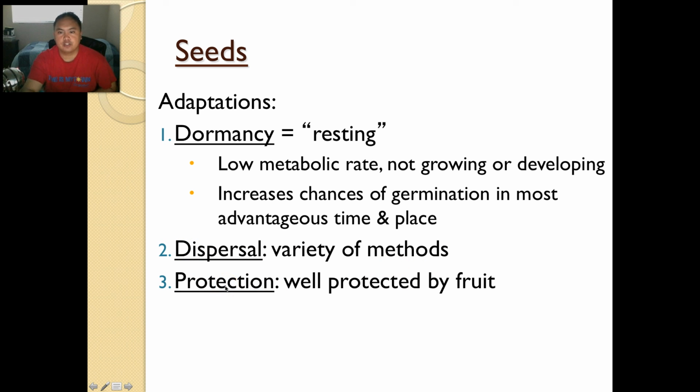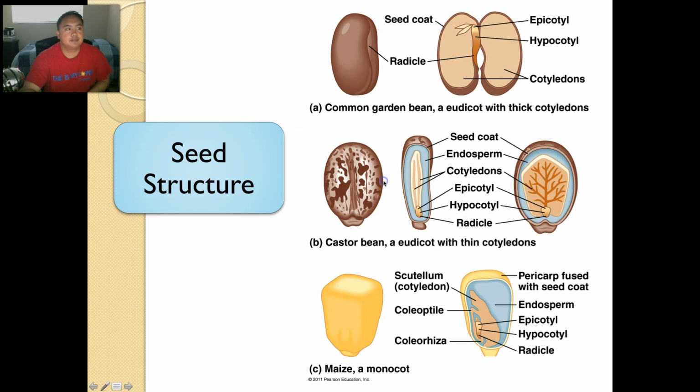That's why they say all fruits have seeds, because the whole reason why you have a fruit is to protect seeds. Here's a seed structure. Remember we talked about cotyledons? So here's a garden bean. We have 2 cotyledons, a eudicot. Here's a castor bean, which is also a eudicot. It's kind of skinny, but I have 1 cotyledon and I have a second cotyledon. And maize or corn only has 1 cotyledon. They call that a monocot, which is here as well. So you can see this cotyledon, which is this brown thing right here.